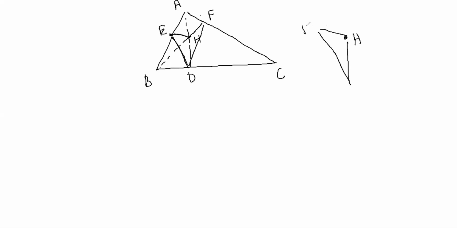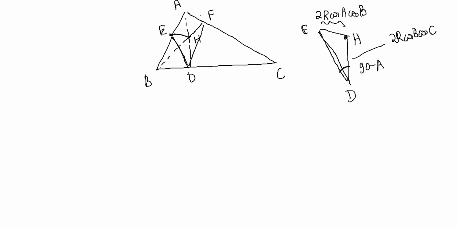This is H, this is E, this is D. This is one triangle where DE is there, right? We know this angle is 90 minus A. We right now don't know this angle, but we also know HE length, right? HE length is distance of orthocenter from the side AB, right? This we have derived earlier. It is 2r cos A cos B. And this distance is 2r cos B cos C, right?